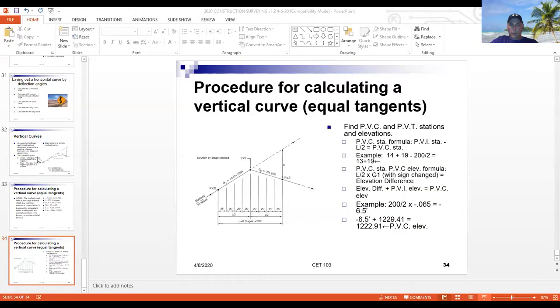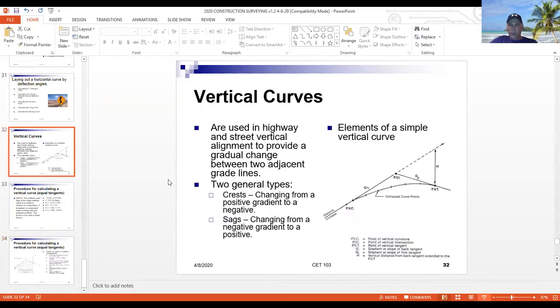And going back to our beginning slides here, we did talk about some key aspects of that, which is the crest curve, which is one where the grade G1 is higher, is increasing positive, and then it goes to negative, or a sag where the G1 is negative going in and increases to a positive as it goes out. This is the process of vertical curves.